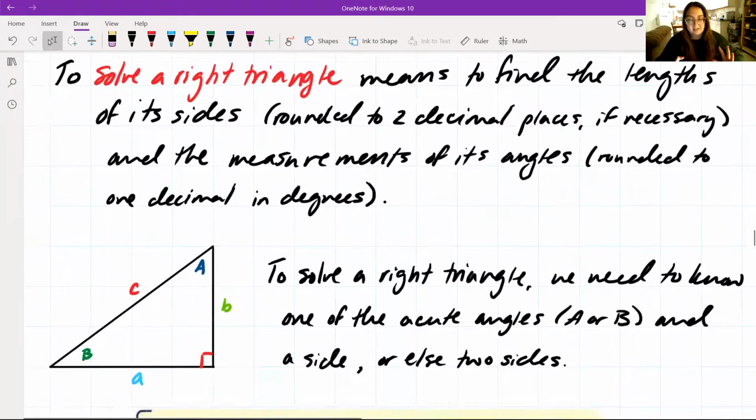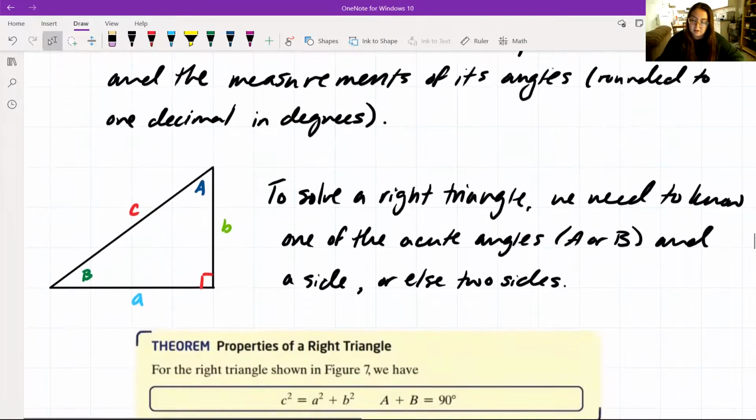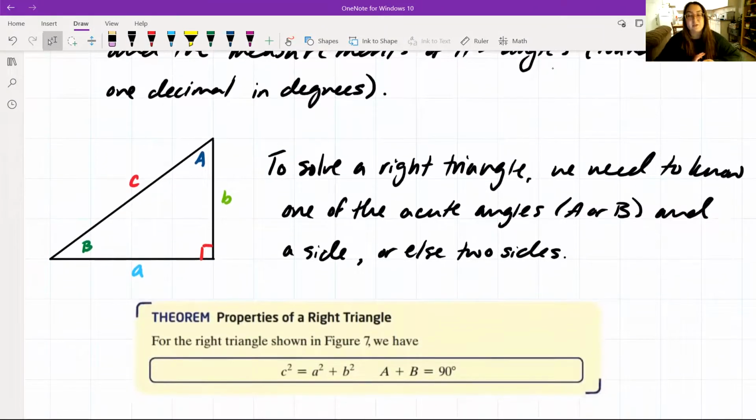So in all, solving a right triangle just means that you're finding the lengths of the sides and the measurements of the angles. In order to actually solve a right triangle, you need to know one of the acute angles, so A or B, since we already know that we have a right angle in there too, which is 90 degrees. So we'll need one more angle and a side. So the combination there, we need another angle and a side, or we just need 2 sides.